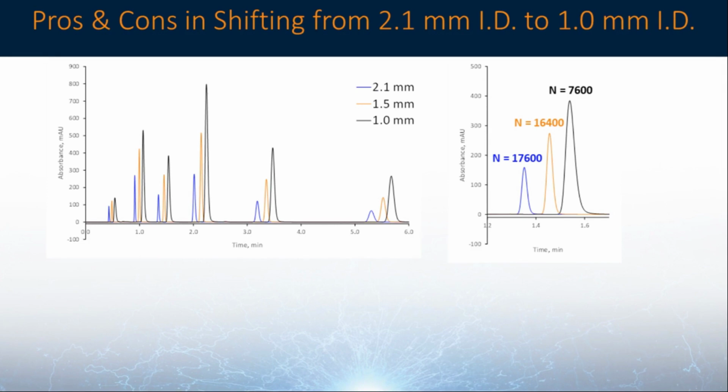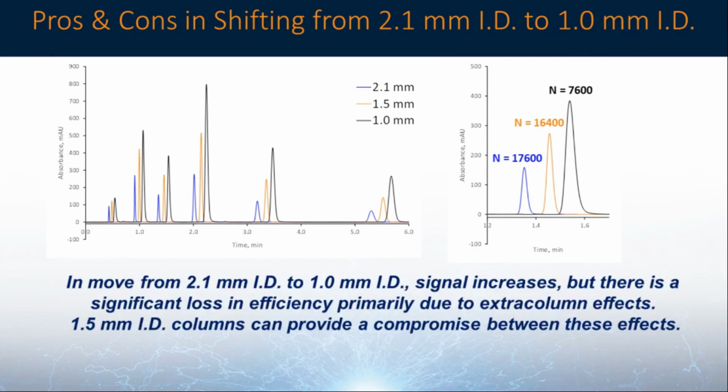Since the 1.5 millimeter ID column is run at half the flow rate of the 2.1 millimeter ID column, the sample spends twice as much time in the detector flow cell. Additionally, because of the smaller volume column of the 1.5, the sample is diluted less than with the 2.1 millimeter ID column. In the move from 2.1 millimeter ID to 1 millimeter ID, the signal does increase, but there is a significant loss in efficiency, primarily due to extra column effects. 1.5 millimeter ID columns can provide a compromise between these effects.